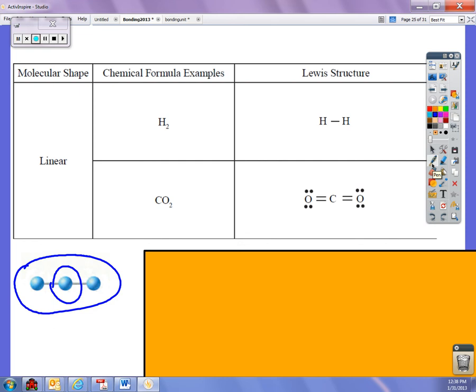Here are some examples. Hydrogen, H2. Any diatomic molecule, which you learned yesterday, by the way, is going to have an electronegativity difference of 0, and it's going to be nonpolar. CO2. Why is it nonpolar? Because there are no leftover electron pairs around that carbon. All of the electrons around carbon are involved in a bond. I'm going to ask the sub to pause the screen so you can write these notes on your paper.